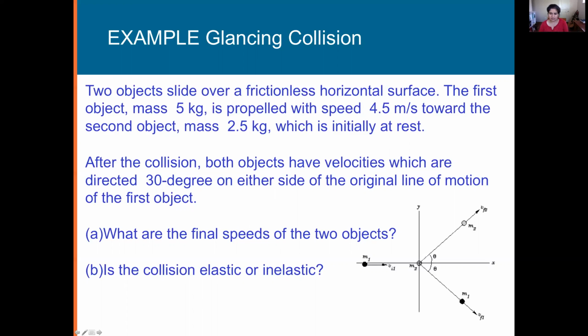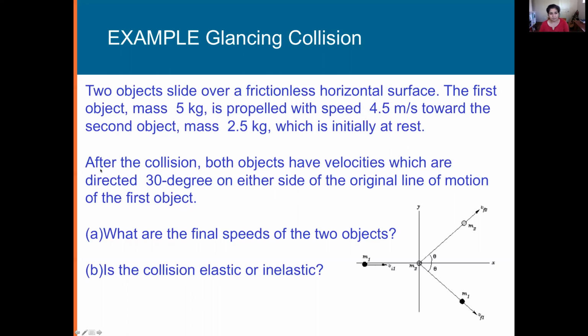So let this be my second object, which is initially at rest. This is the first one. Let's make its velocity along the positive x direction, right? And this object is at rest, so let this be my origin. That simplifies things a bit mathematically for me.